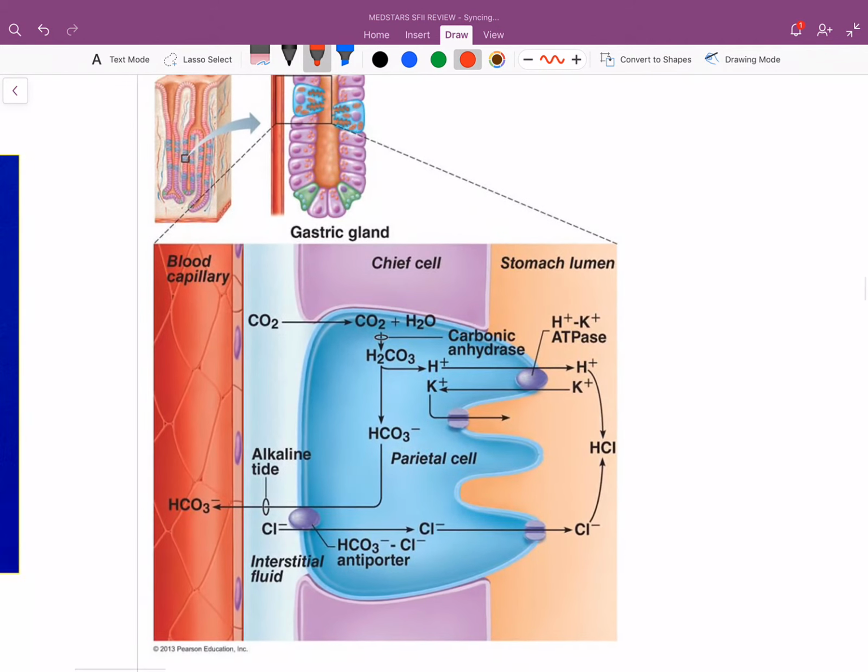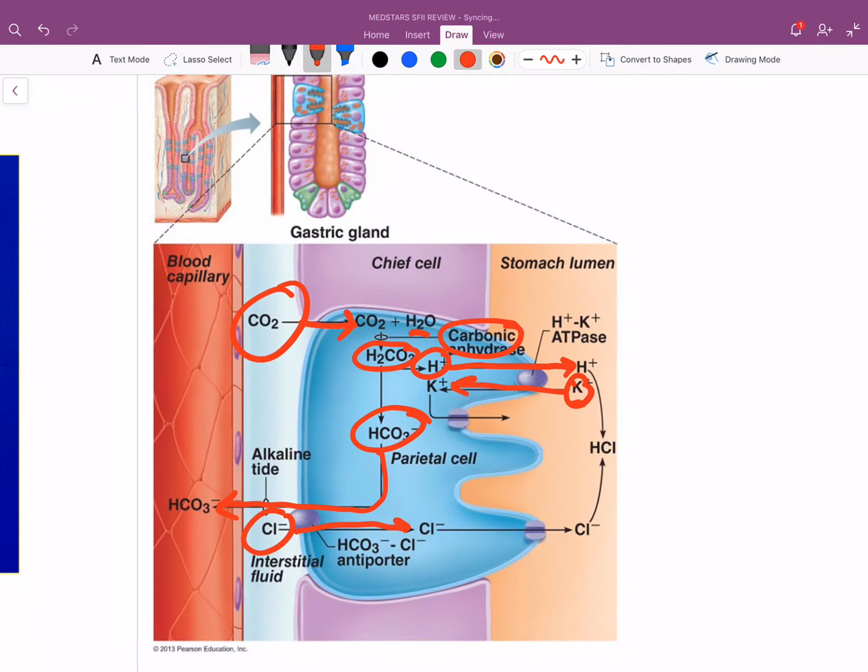And that's basically what this slide is saying, right? CO2 enters the parietal cell, joins with water, becomes carbonic acid. The carbonic acid is acted on by carbonic anhydrase to become hydrogen ion and bicarb, right? Bicarb leaves the cell in exchange for chloride ion. What happens to the hydrogen ion? The hydrogen ion leaves the cell, and this difference in charge has to be balanced. Who balances it? Potassium ion enters the cell, right? And we're going to call this the hydrogen potassium ATPase pump. And then we have these channels that are always open for potassium and chloride to leave.